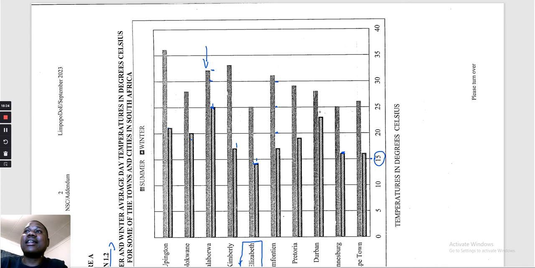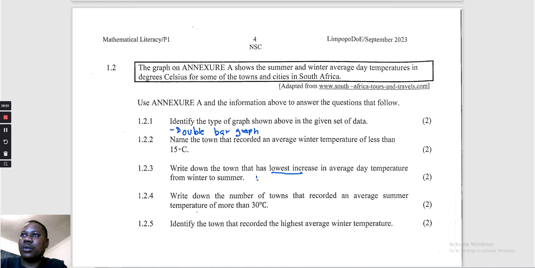Durban have also increased, but if you compare the increase of Durban and Palabora, you will realize that the increase of Durban is less than the one of Palabora. It means now our lowest is no longer Palabora. Now we focus on what? On Durban. Now our lowest is Durban. Let's go to Johannesburg. When you look at Johannesburg, it's more than Durban. When you look at Cape Town, it's more than Durban. It means our town with the lowest increase is Durban. Where is it? It's Durban. Okay, then let's go to the next one.